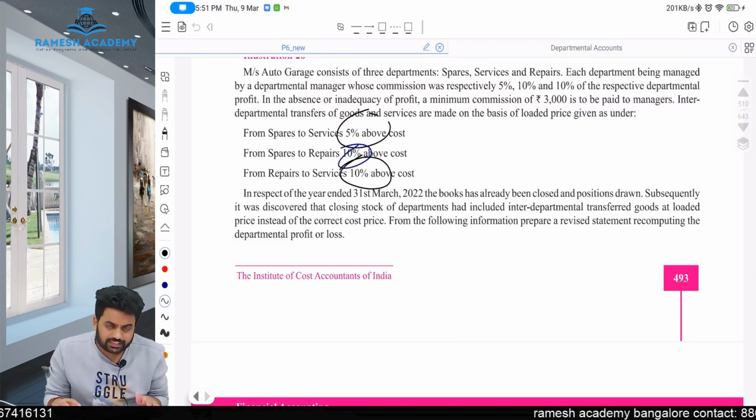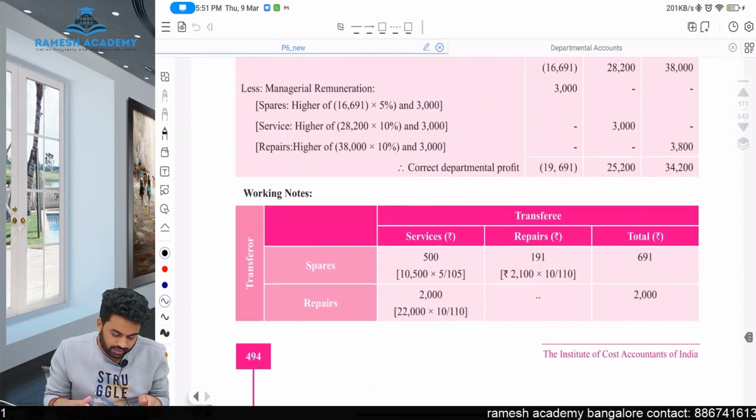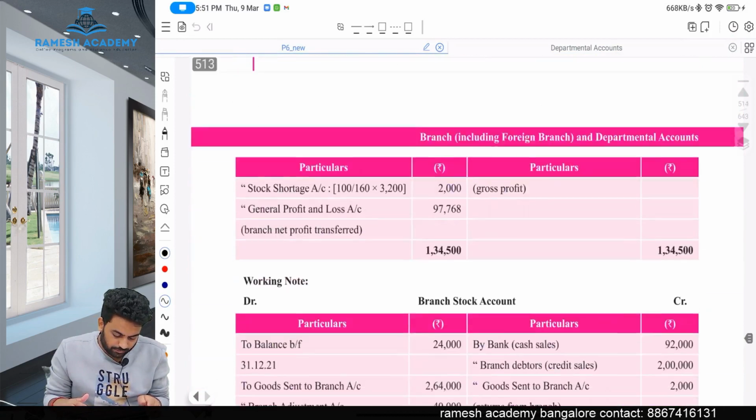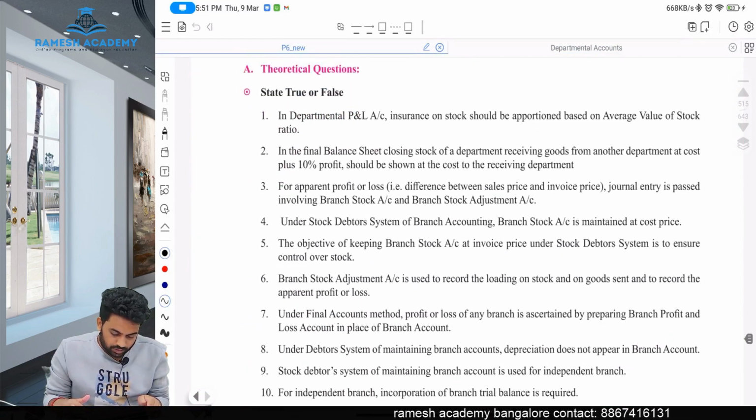Now we will quickly see the exercise questions, and then we will take a break and continue with the next chapter.